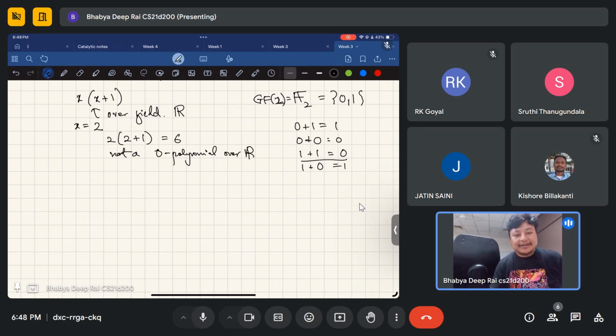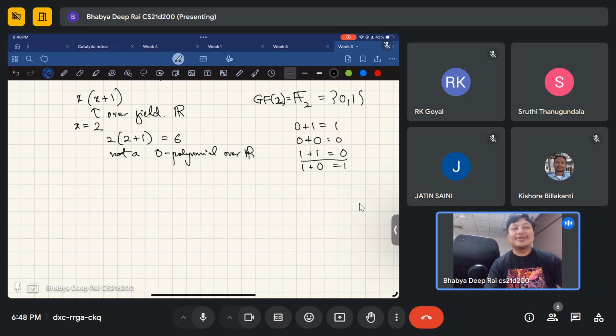Okay, this much is clear, right? Okay. Now I'm doing something interesting. Now I'm talking about polynomials. Now you must see why we are talking about fields at all.